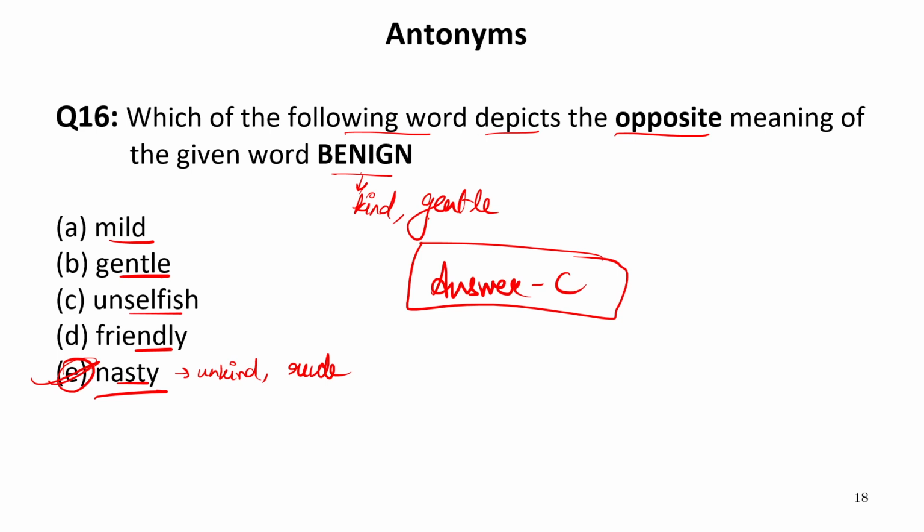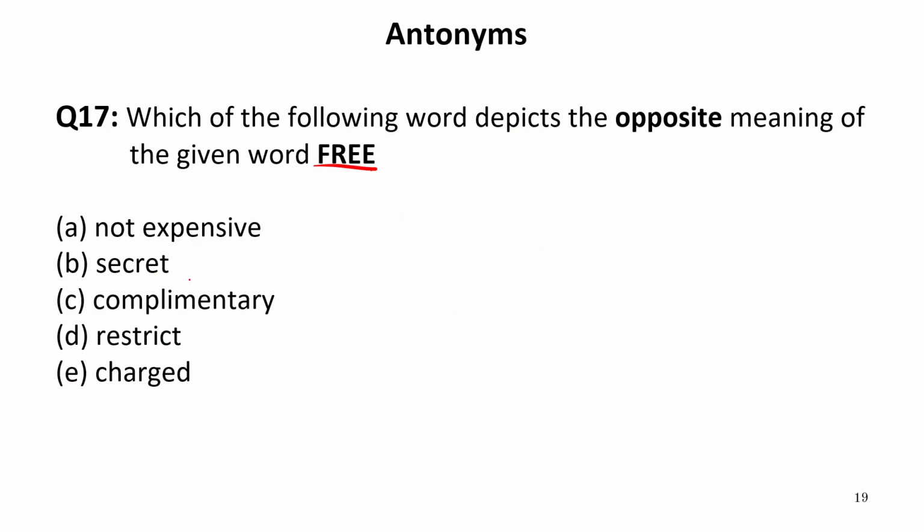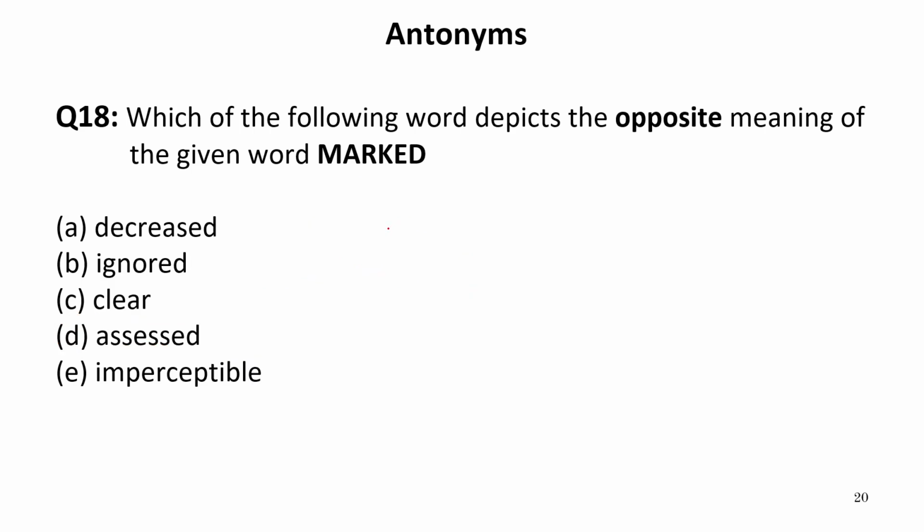Now let us move to the next one. Free. Now when something is free, it means something is released. It has no charge, or you can say it has no foundation. So the antonym of this particular word will be restricted. So something which is restrict, it means when something is controlled or restricted or stopped. So this will be the antonym of the word free. Now our answer is D, of course. Now let us see the next.